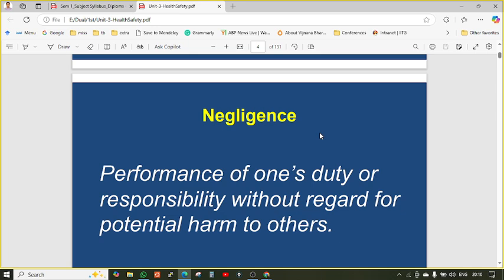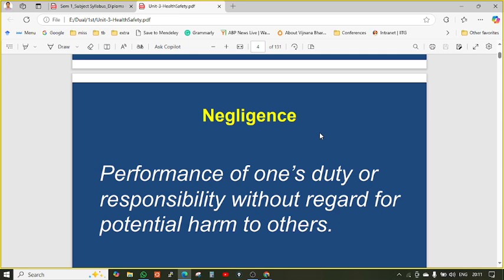So negligence is the main reason for harm to yourself as well as others. If you fall down, okay, that is for you, but along with you, you may fall and harm other people also, because due to your negligence you get injured and also injure others. So you have to avoid negligence: performing duty responsibly without disregard of harm to others.